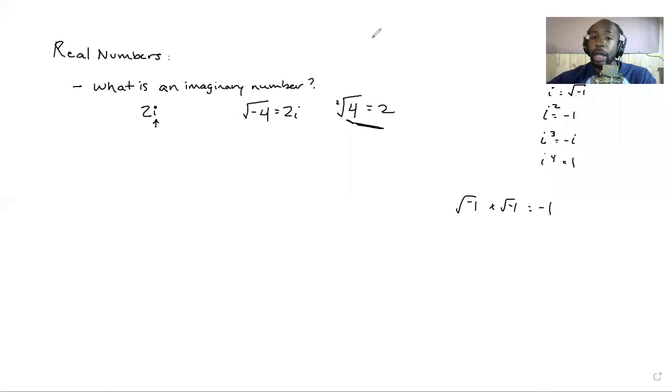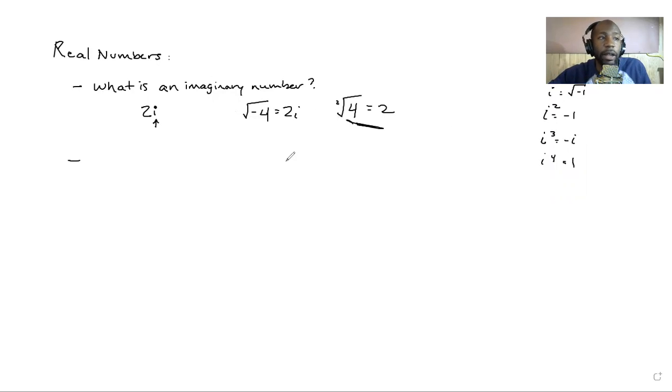Okay, so this tutorial is not so much about imaginary numbers. It's really more so telling you what real numbers are by telling you what imaginary numbers are. So now, what is a real number? A real number obviously is not imaginary, so you're not going to have a square root or an even root of a negative number. A real number is anything that doesn't come under that umbrella.